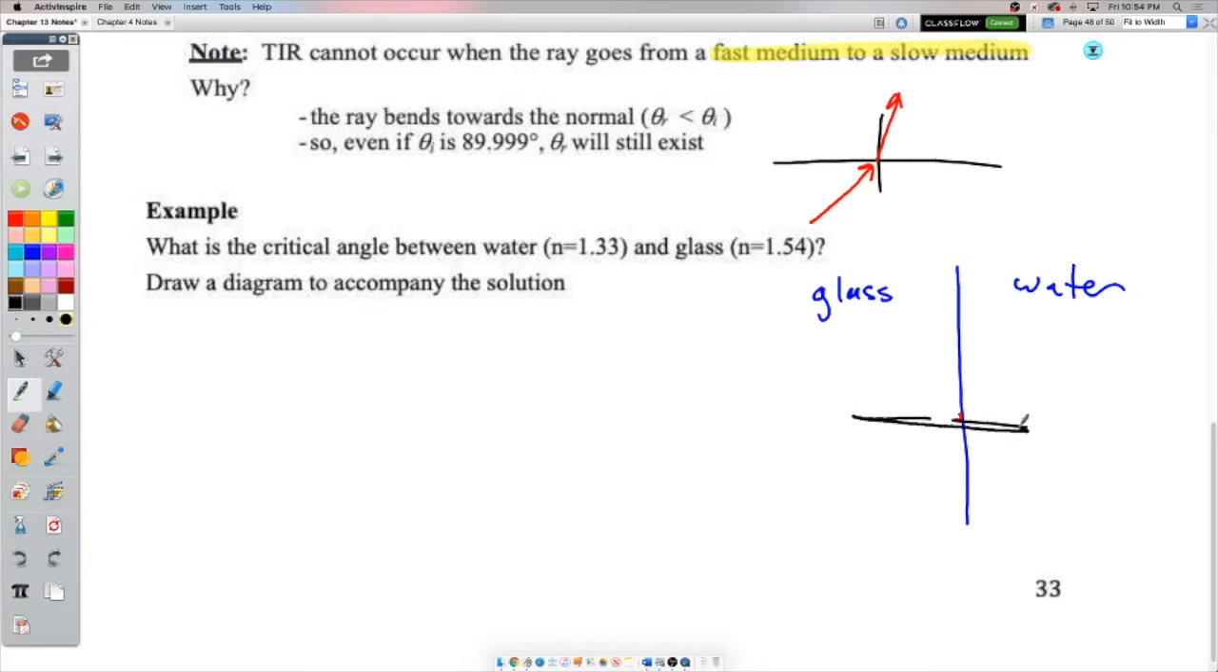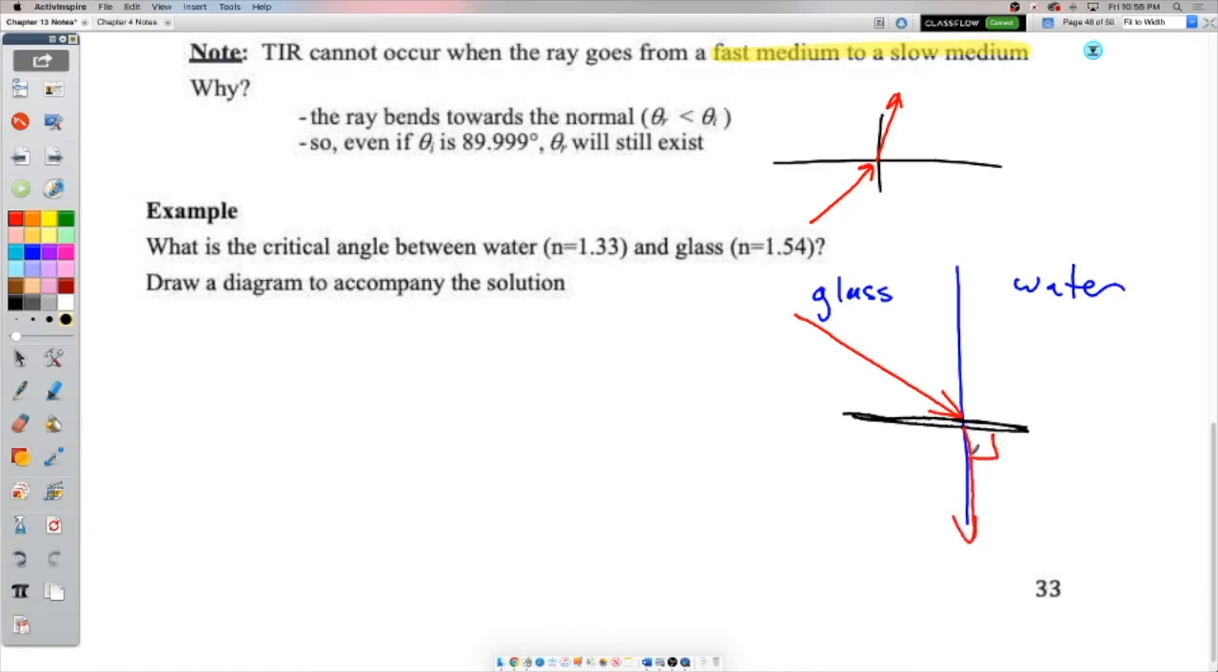I'll draw the normal, but now we have to think about whether this ray is going from glass to water or water to glass. If we're trying to find the critical angle, remember, it has to be speeding up. It has to be bending away from the normal to get to that 90-degree angle. So where will it go faster, water or glass? Glass has a higher index of refraction, which means it slows light down more, which therefore means water lets it go faster. So to find a critical angle here, we need to think about it going from glass to water. That is how it gets sped up. It needs to go from glass to water so that it can bend away from the normal towards 90. So this is what we want.